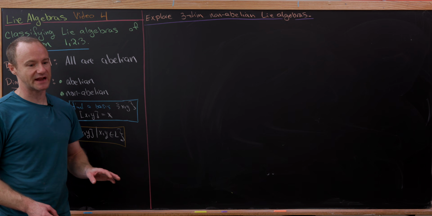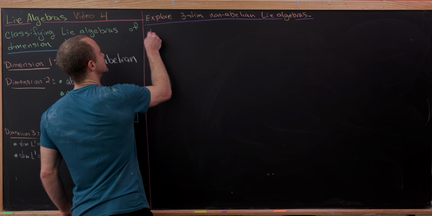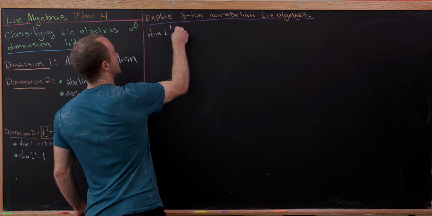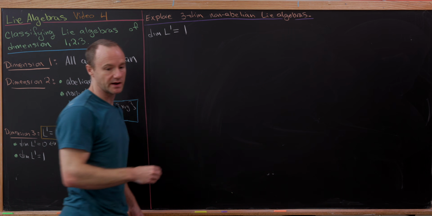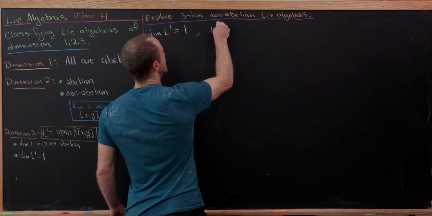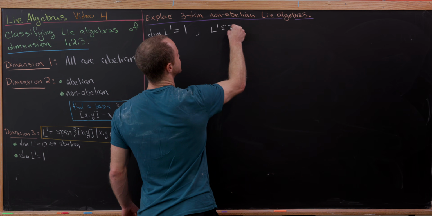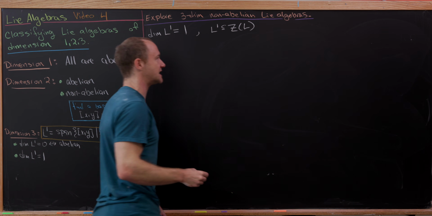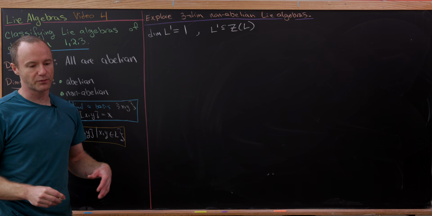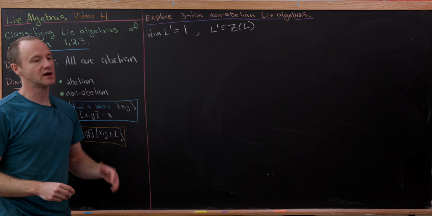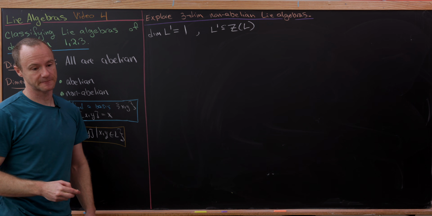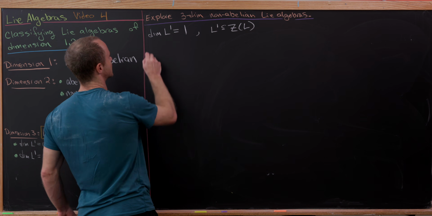And we're going to break that into a couple of cases. So, like I said, we're looking at the case when the dimension of the derived subalgebra is 1, and the first case will be when L prime is contained in Z(L). So in other words, L prime is a subset or a subspace of the center. Okay, so now let's get going.